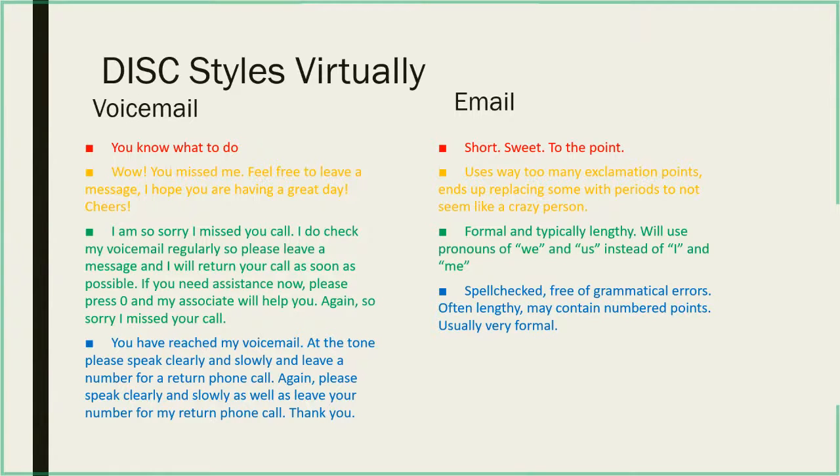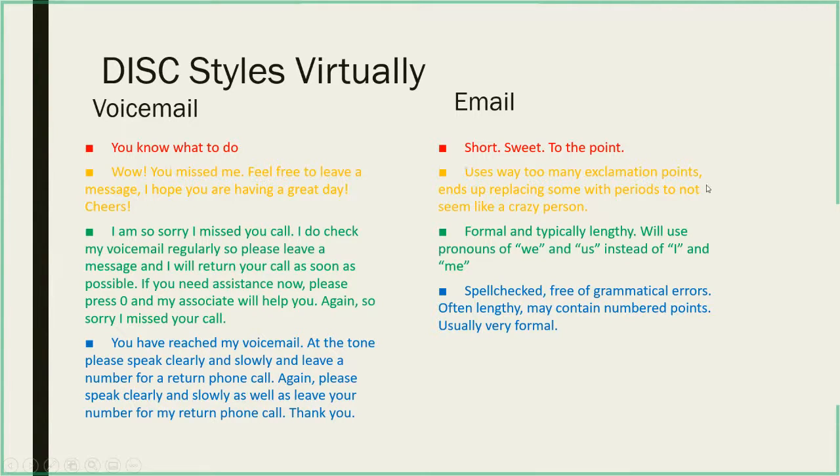And then sometimes people repeat it again. You're usually a C. You want to make sure they heard everything, even though it's a voicemail and they can go back and replay it, but you're going to leave your number twice because you're a C and you're analytical and you want to make sure you have all the facts and that you've given all the facts.